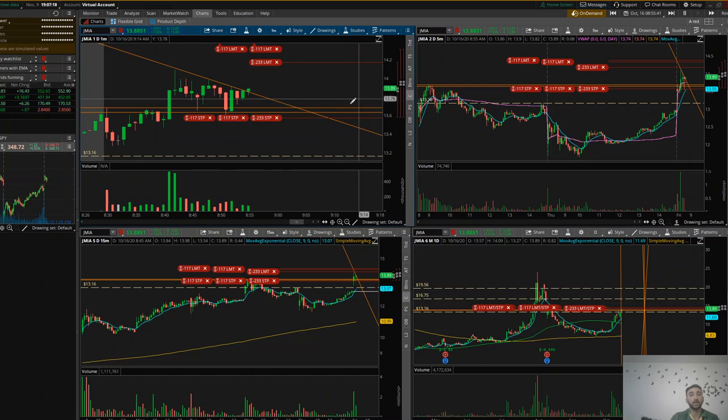Now just simply breaking out, and this is the flag pattern. So I'm buying a flag pattern. I got it as close as possible. So if it comes back down, I don't have to get in. I don't have to stay inside in this trade. I can just simply get out.